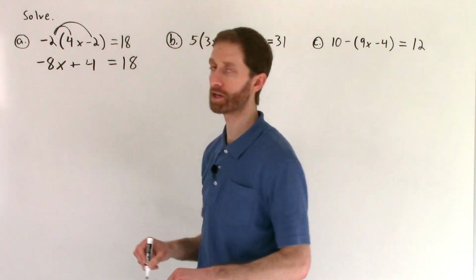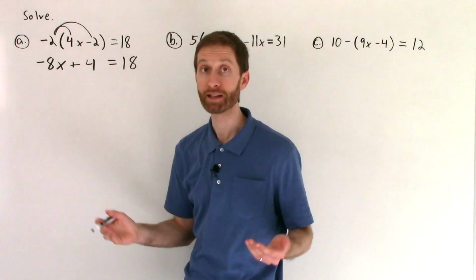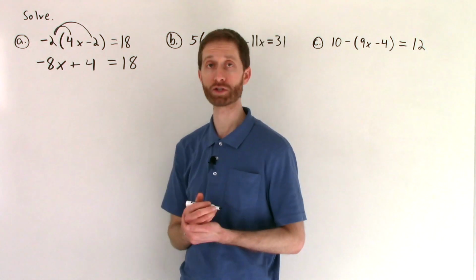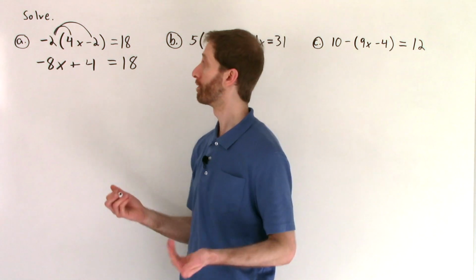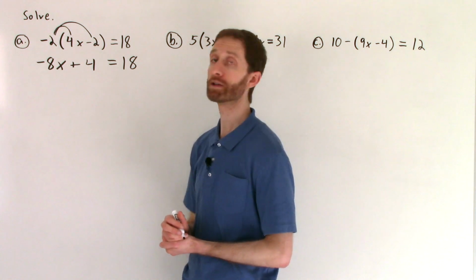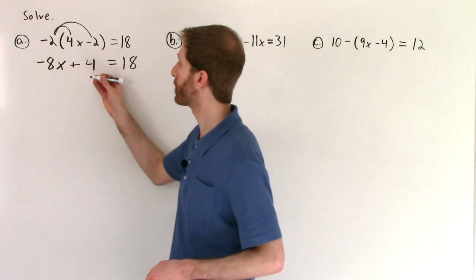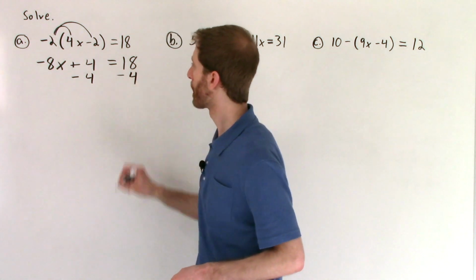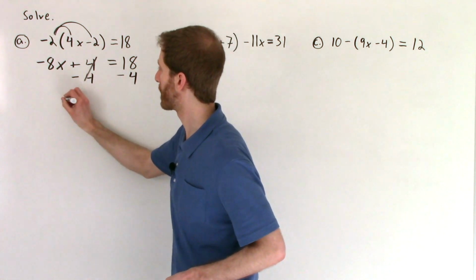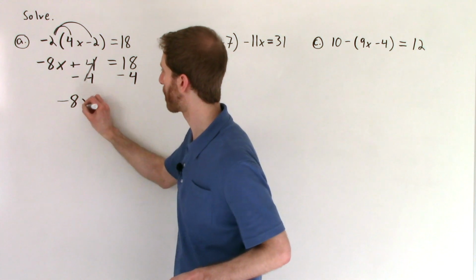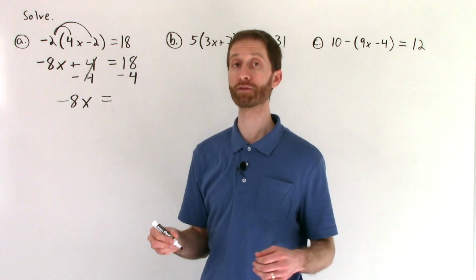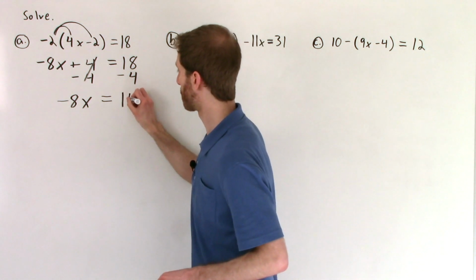18 has not changed, nothing has been done to it. Now that you've distributed, look at that. We're left with a two-step equation. How do we solve from here? Very simply, what we do is undo the order of operations. So we're going to undo plus 4 by subtracting 4 from both sides. That leaves us with -8x on the left side, equal to, now focus in on 18 minus 4, 14.